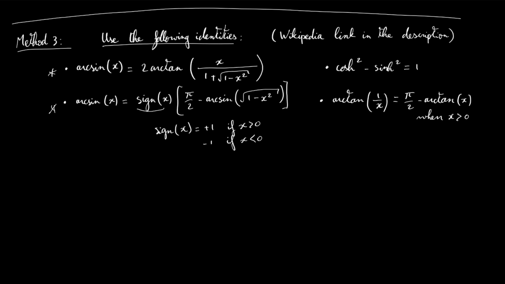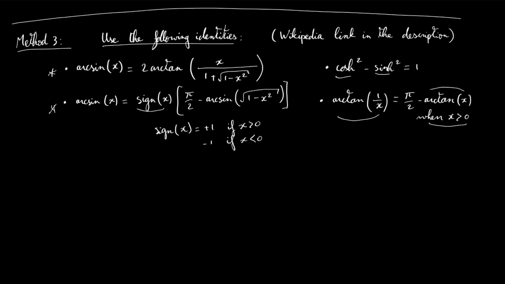The third identity is a bit more well known and is simply saying that the square of the hyperbolic cosine minus the square of the hyperbolic sine is equal to 1. And finally, the fourth identity is saying that when x is strictly greater than 0, we have the arctan of 1 over x equal to pi over 2 minus the arctan of x.